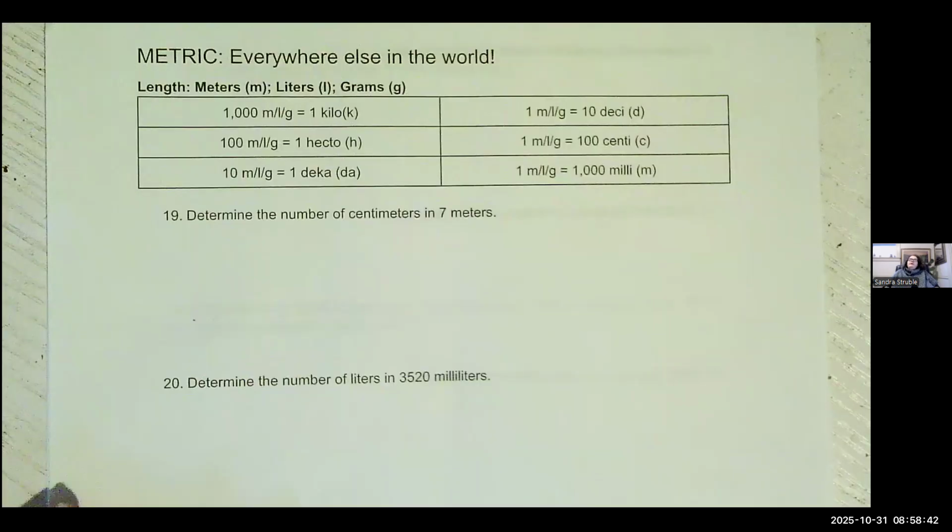Okay, we've lived in America. Now we're going to move to the metric system, which is pretty much everywhere else in the world except for a couple places. I'm going to give you the conversions that you need on the exam.